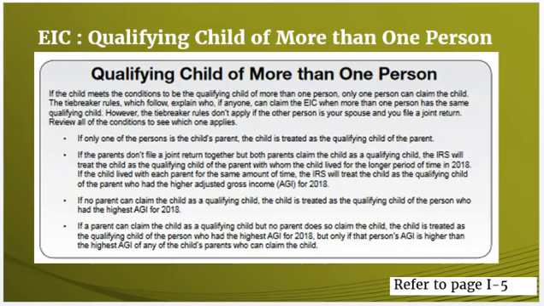If we're dealing with a qualifying child, however, one thing we have to be aware of is how to treat circumstances when we have a child that qualifies for more than one person. So your 4012 page I-5 is going to deal with what happens if you have a qualifying child for more than one person.